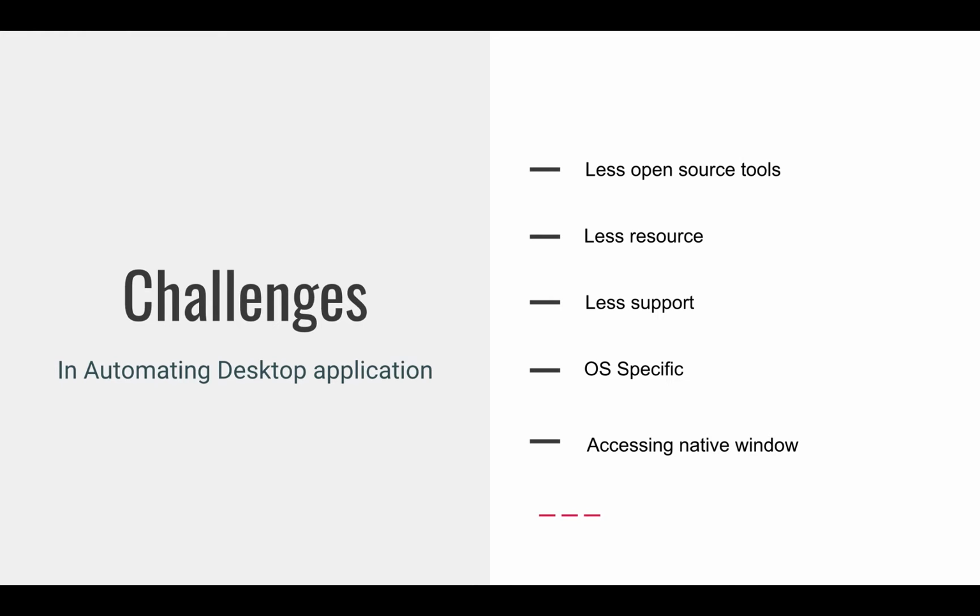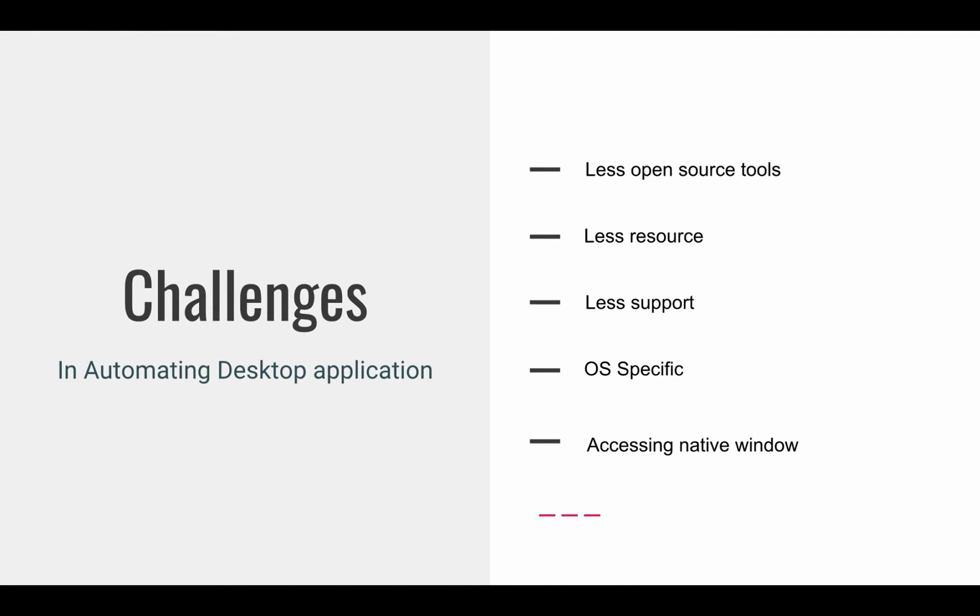And since the resources are also fewer, the support will also be less. Since it is open source, we cannot get that much support. And there are some tools which are OS specific. For example, AutoIt is applicable only for Windows. There are some tools which are applicable only for Mac, and some only for other operating systems.